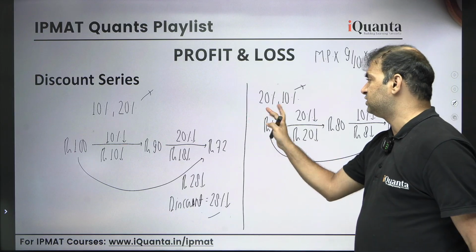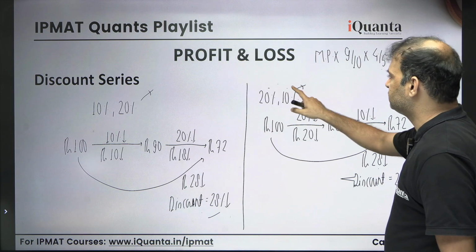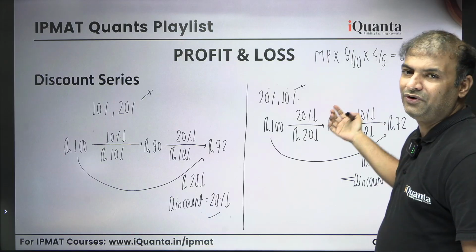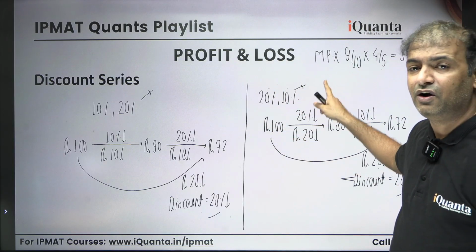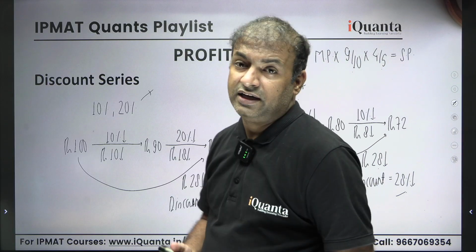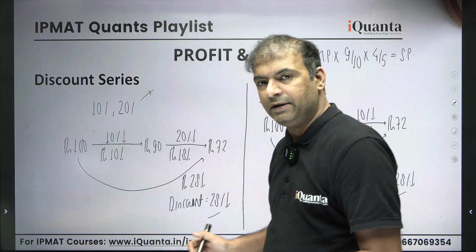Even if I change the order, what will happen? 20% 4 by 5 is here, 10% 9 by 10 is here. In multiplication, the order doesn't matter anyway. So this will be the same relation in both the cases, obviously. So this is, guys, the basics of the discount series. Now we'll be doing a few applications on this.